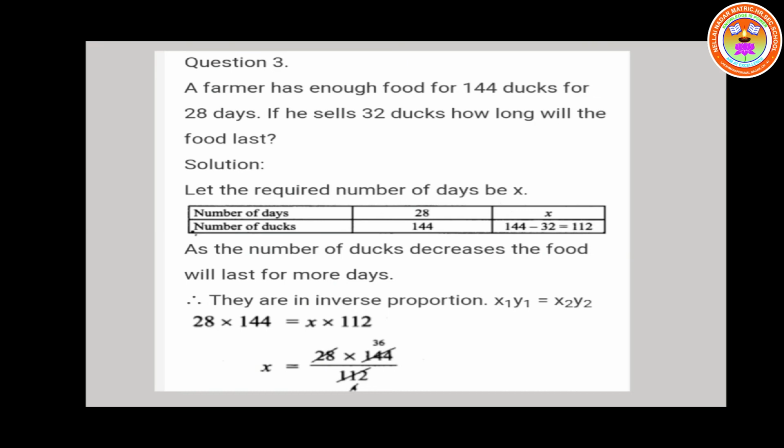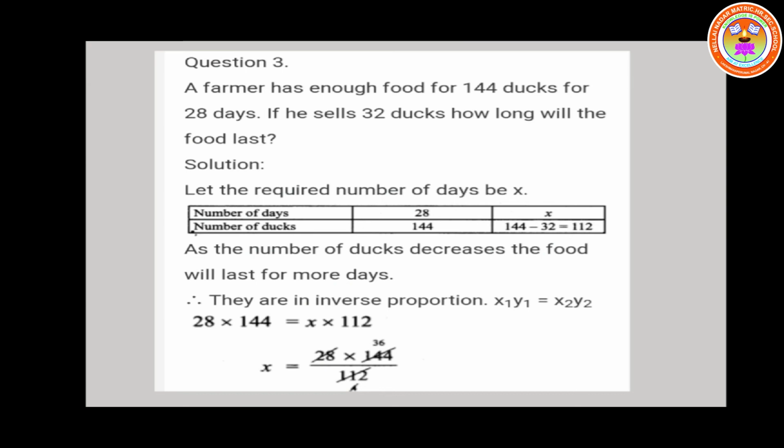So in the table, number of days 28 and number of ducks 144. The other thing we have taken as x. Now they have given that he sells 32 ducks. So from 144 he sells 32 ducks. So you just subtract 144 minus 32. So your answer is 112.